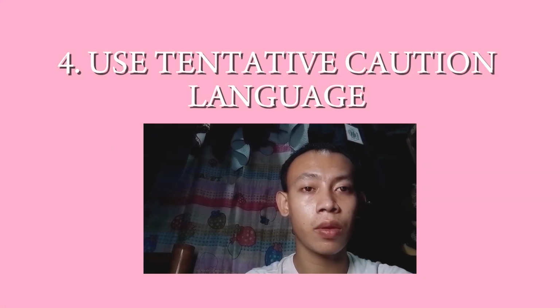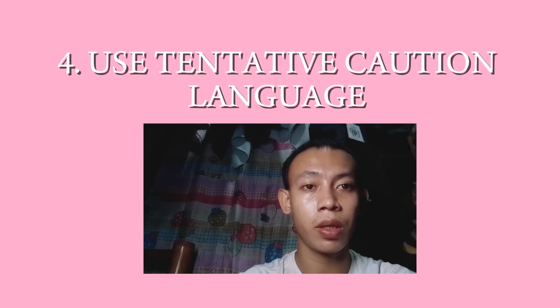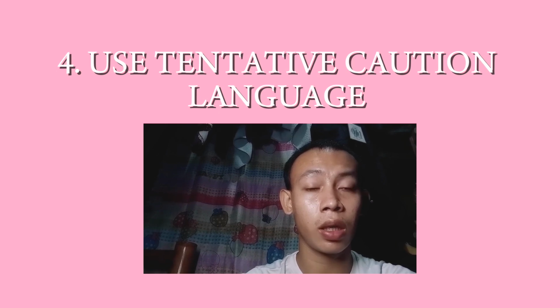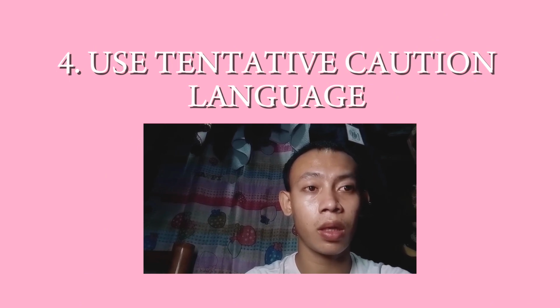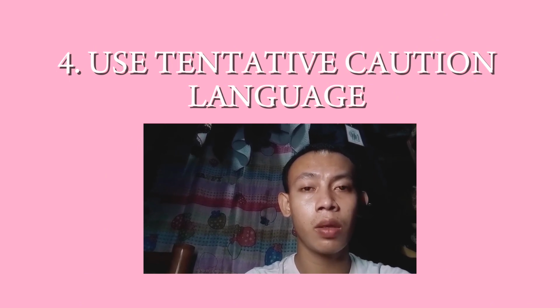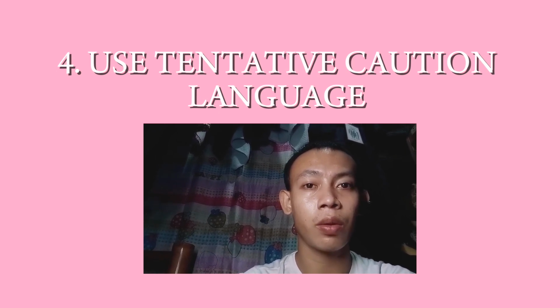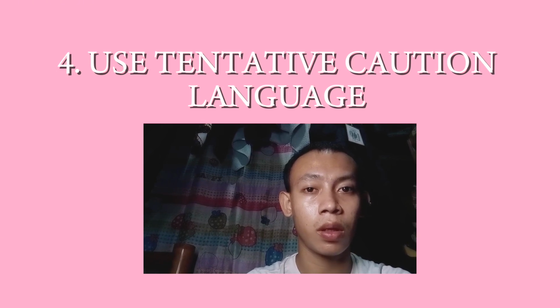Use tentative and cautious language. Using tentative and cautious language helps to acknowledge that your statements are based on current knowledge, which might be subject to change. This shows academic humility and a critical approach. This includes words like may, could, or suggest to indicate uncertainty, and phrases like it appears that or evidence suggests to introduce findings without overstating their conclusion.